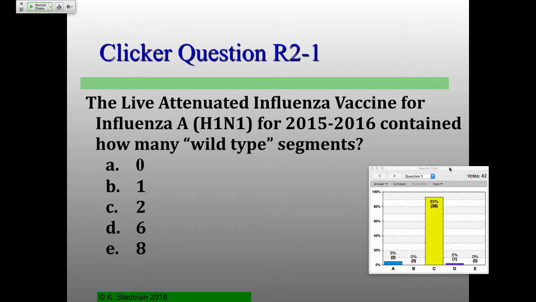And yes, it is 2 segments. Which 2 segments are they? Which genes would they code for? HA and NA. So those are the 2 segments in the live attenuated influenza vaccine, also known as FluMist. So it's the reassortment, which happens in the test tube, that's putting those together. So the other 6 are all the attenuated form, the cold-adapted attenuated form of the virus.